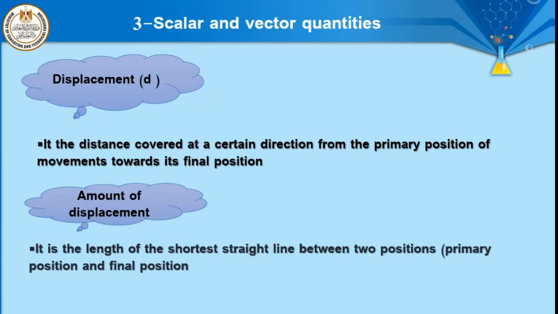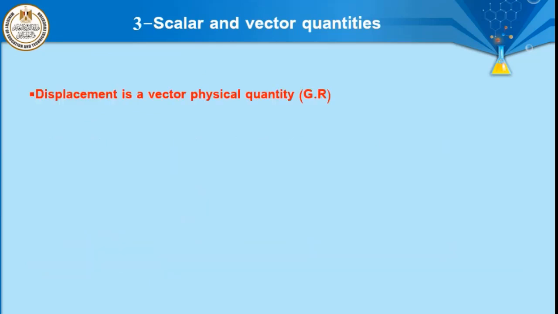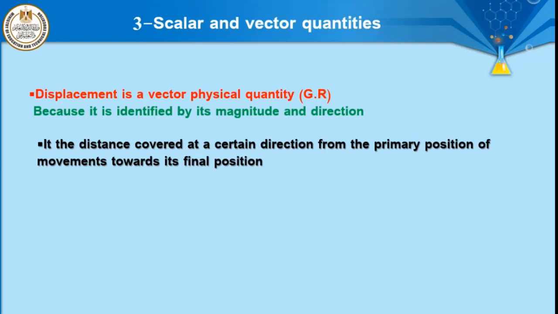Here, we can differentiate between displacement and amount of displacement. Displacement is the distance covered in a certain direction from the starting point to the ending point, while the amount of displacement is the shortest distance covered by the object from the starting point to the ending point. Displacement is a vector physical quantity. Give a reason why displacement is defined as a vector, not a scalar: because it has magnitude and direction. It is the distance covered in a certain direction from the primary position towards the final position.